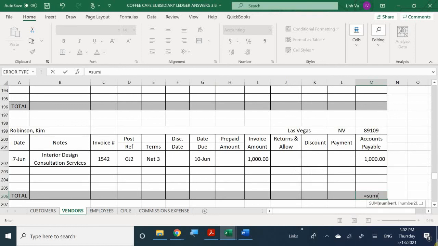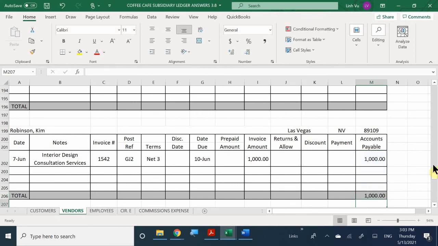Again, if you want to solve for the bottom section here, it's just an equal sum. It's not mandatory, right? If you want to know how much you owe them overall, the simple formula in that bottom gray corner under the totals, if you see the left side, it says totals, is just an equal sum. You're just adding up the total amount of each bill. In this case, I only have one bill, so I only owe $1,000 to Kim Robinson, and it's due in 3 days, which is the 10th of June.